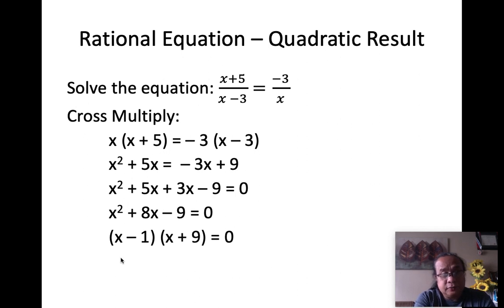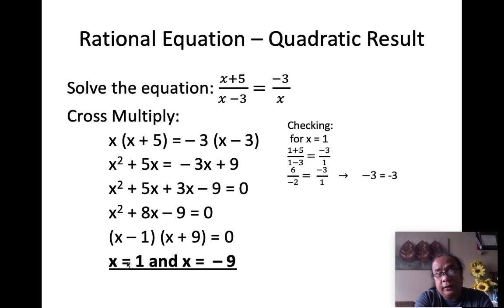Which means the answers are opposite values of this. So we have two answers, which is actually what? X equals 1 and x equals negative 9. Again, if you want to determine if both of them are working, you try to check. So look at x minus 1. X equals 1. I just substituted 1. So it's going to be 1 plus 5 over 1 minus 3 equals negative 3 over 1. And that gives me 6 over negative 2, which is actually negative 3 equal to negative 3.